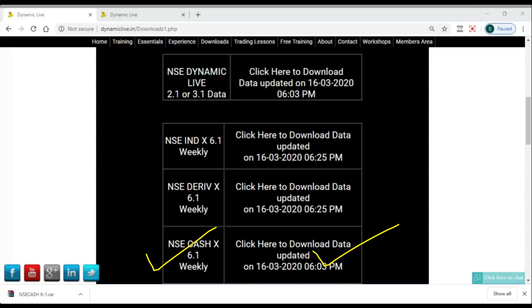If you don't update the dynamic live data, then when you open next day, an error message will pop up. If you update it the wrong way, then also the error message will pop up. If there is no error message, then you have updated it correctly. This is what you can understand. Got it?